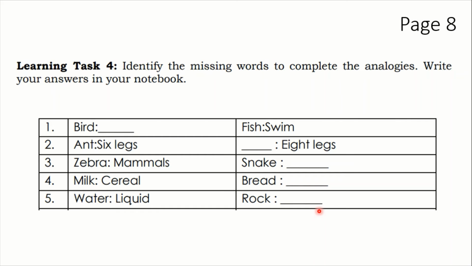Let us proceed with learning task number 4. Identify the missing words to complete the analogies. Write your answers in your notebook. Number 1: bird is to blank as fish is to swim. Number 2: ant is to 6 legs as blank is to 8 legs. Number 3: zebra is to mammals as snake is to blank. Number 4: milk is to cereal as bread is to blank. Number 5: water is to liquid as rock is to blank.